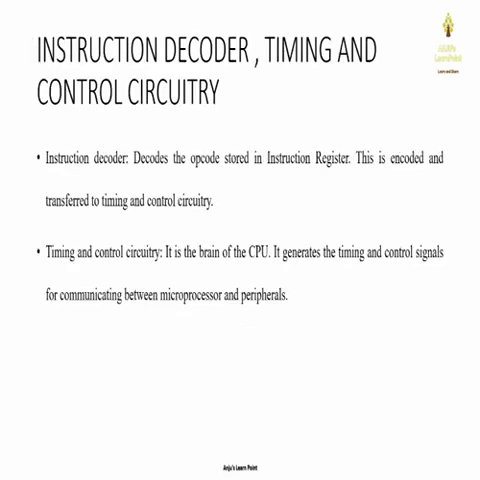Next is the instruction decoder, timing and control circuitry. The purpose of the instruction decoder is that it decodes the opcode that is stored in the instruction register. This will be encoded and given to the timing and control circuitry. The control circuitry is called the brain of the CPU, and it will generate the timing and control signals for communication between the processor and the peripherals. Hence this unit is one of the integral parts in the block. Why? Because this block has the control circuitry which forms the heart and brain of the CPU. The entire procedure is handled using the control circuitry.